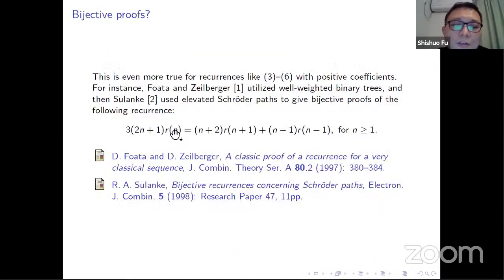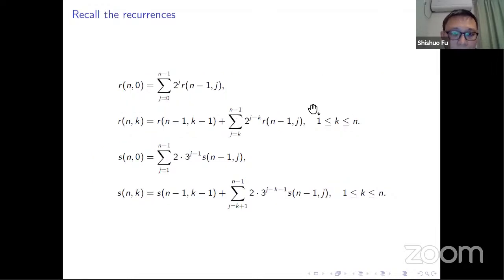For example, the large Schroeder numbers satisfy this recurrence relation, not the triangular array, but the large Schroeder numbers themselves. In the literature, there are at least two different combinatorial proofs given. The first is by Foata and Zeilberger, and another by Šulc. They use a little bit different models. Foata and Zeilberger use well-weighted binary trees, and Šulc uses elevated Schroeder paths. So Šulc's approach is closer to ours because we use Schroeder paths. Okay, so let's recall these recurrences in this slide. The key idea is we have to explain what this 2 to the power j minus k is, and what this 2 times 3 to the power j minus k minus 1 is.